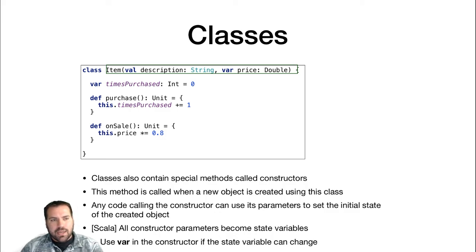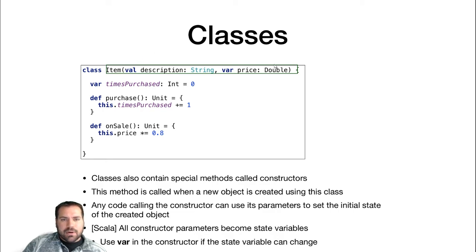We don't just want one item and one type of item in the store, because then we would make this an object. We're going to make this a class so we can have all different kinds of items in our store. So class, the name of the class, which is going to be the type of the objects that we'll create using this class as a template.